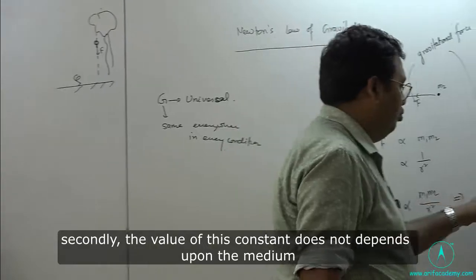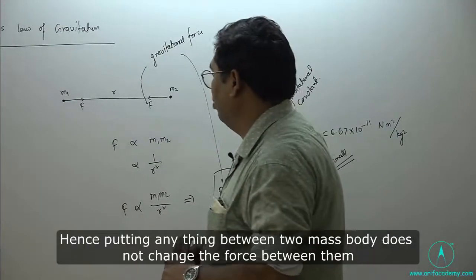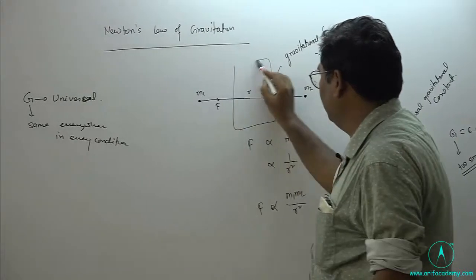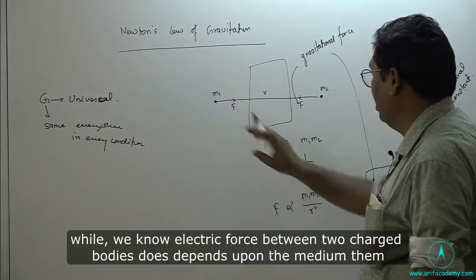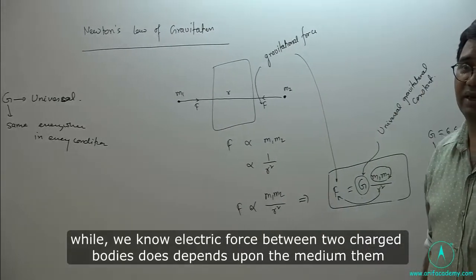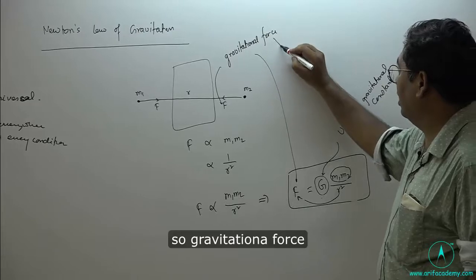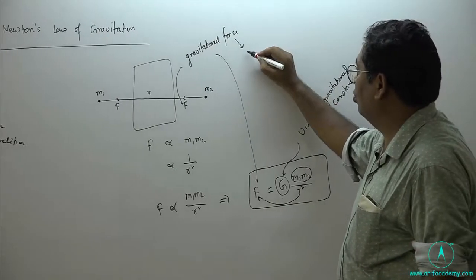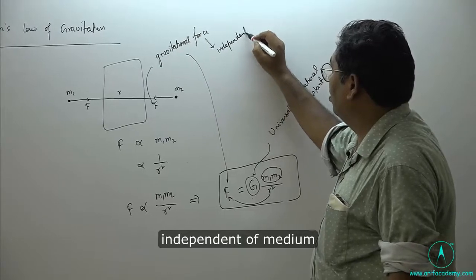Secondly, the value of this constant does not depend upon the medium. Hence, putting any body between two mass particles does not change the force between them. If we put anything between two mass particles, the force does not change, while we know the electric force between two charged particles depends upon the medium. So the gravitational force is independent of medium.